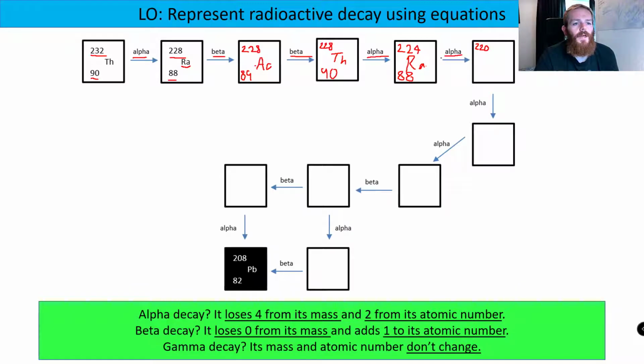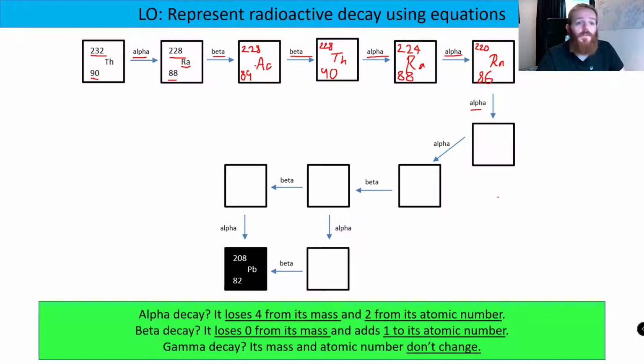So radium has undergone alpha decay, its mass has gone down by 4, good, and its atomic number, it says, goes down by 2. So 88 is now 86. Straight back to our periodic table, what's got the atomic number of 86? Radon. So I'm going to put the symbol for radon in there, Rn. Okay, radon undergoes alpha decay.